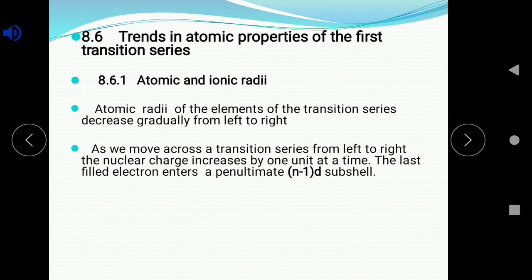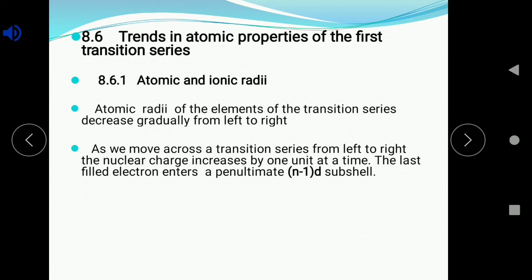What does it mean? As you know, when we move from left to right along a period, every time there is increase in atomic number by 1 unit. As atomic number increases by 1 unit, that means one proton is added in the nucleus and one electron is added in the last shell. That means the nuclear charge increases by 1 unit. But in case of D block, the electron enters not the ultimate shell but the penultimate shell, that is n-1 d subshell.